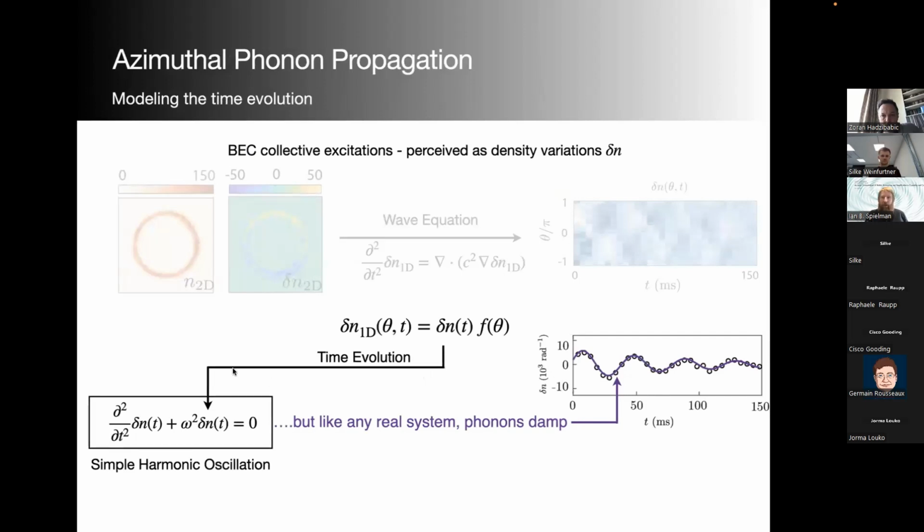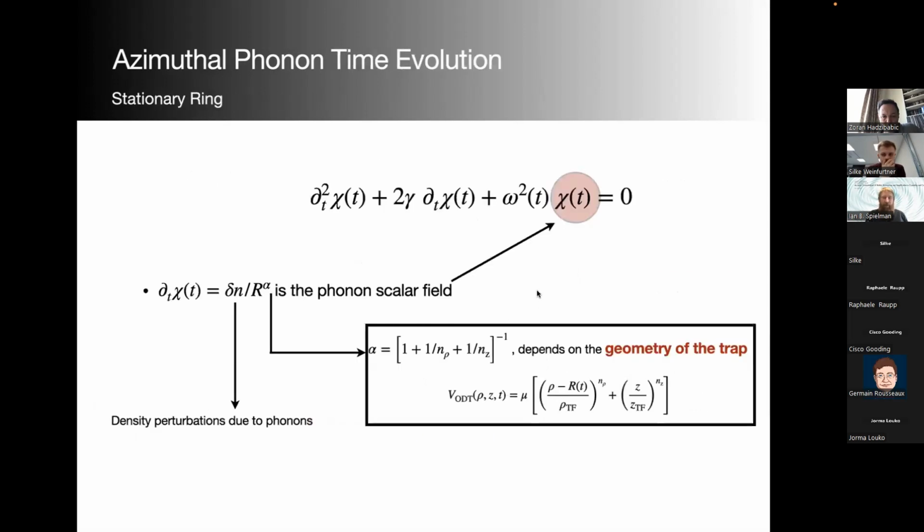So then what we do to characterize the data, as I hinted at before, is we model this phonon as a harmonic oscillator. So we take the wave equation, we specialize it to a single mode. That single mode evolves like a harmonic oscillator. This wave equation would predict no damping, but like any real system, these phonons damp. As a result of that, we include a phenomenological damping term in the wave equation.